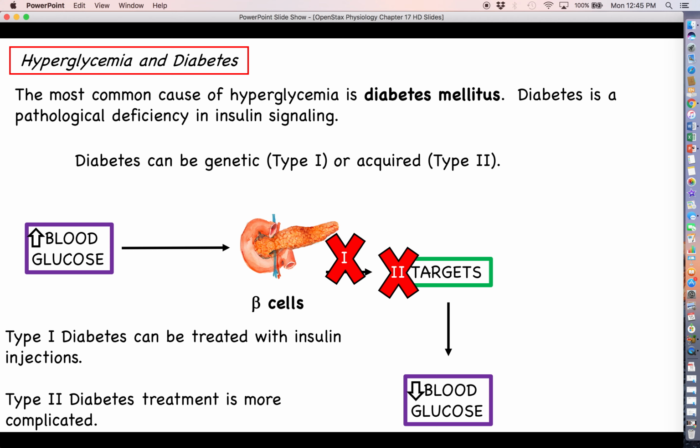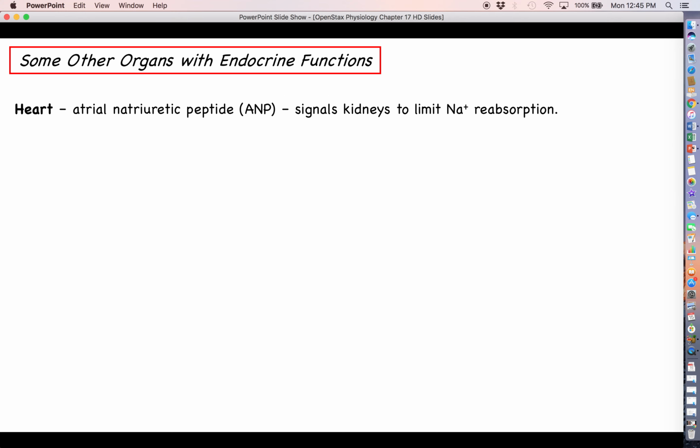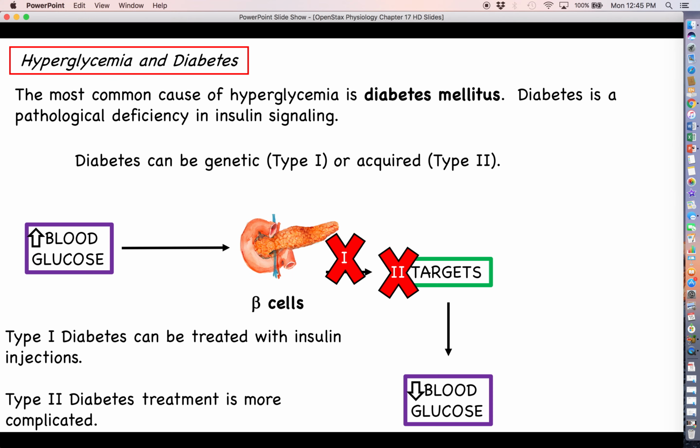Type 2 diabetes treatment is a little bit more complicated. You can give them more insulin, although that's not going to be a cure for it. There are other drugs out there like metformin, which are given to type 2 diabetes patients in an effort to make the cells more sensitive to insulin.